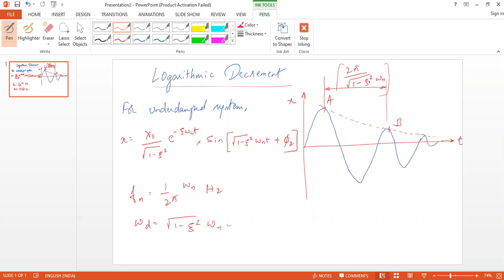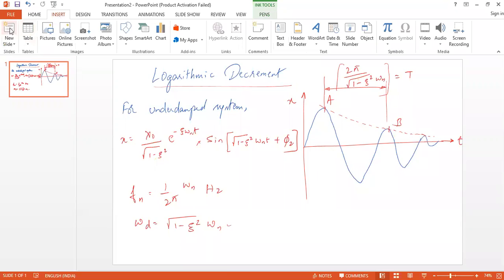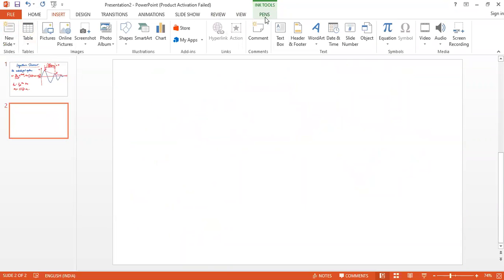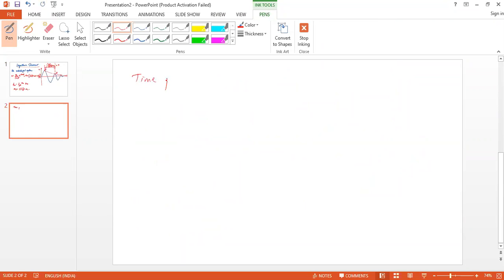This is the time period. This is equal to time period. This is the time taken to complete one cycle. Okay. How did I get this? Time period is equal to time taken to complete one cycle.